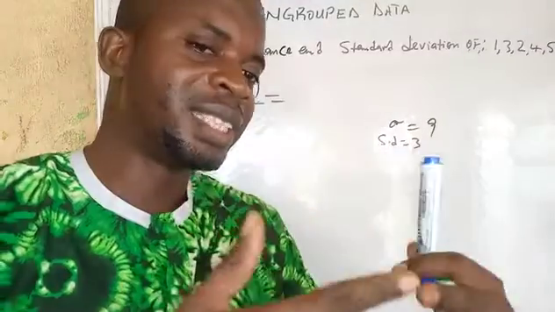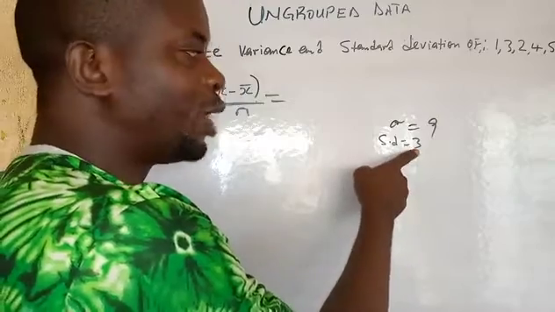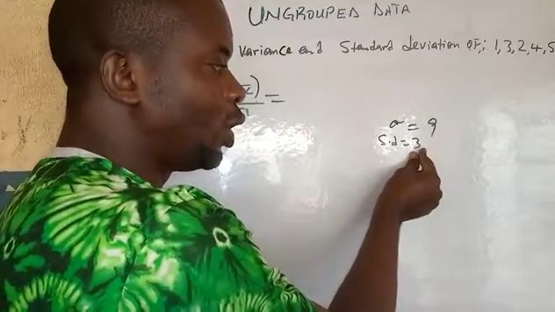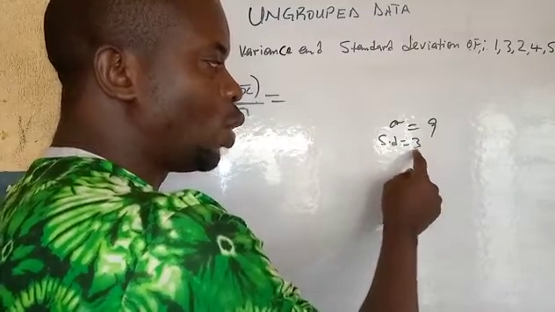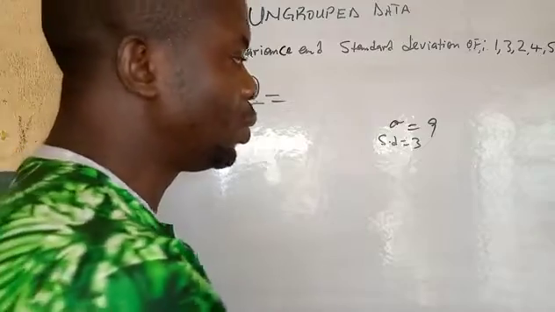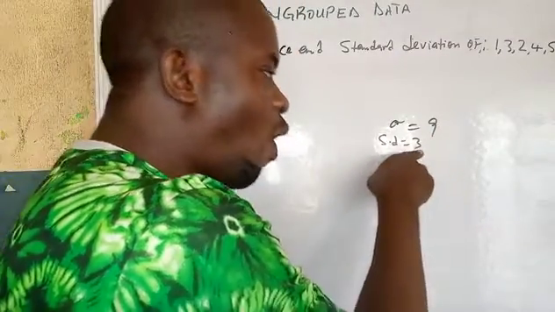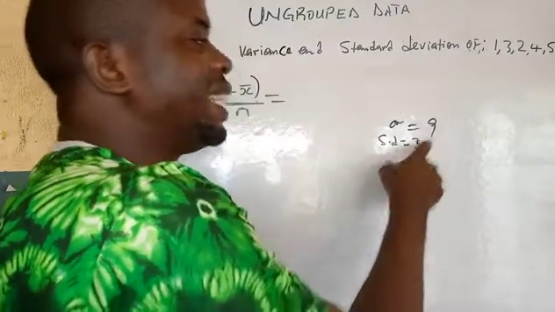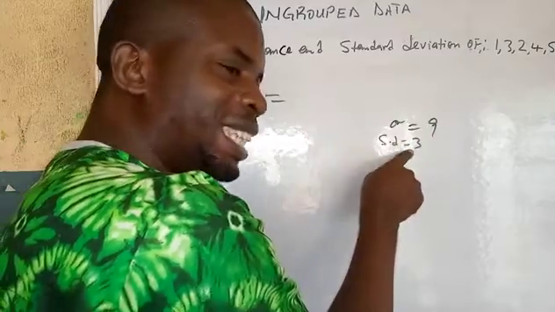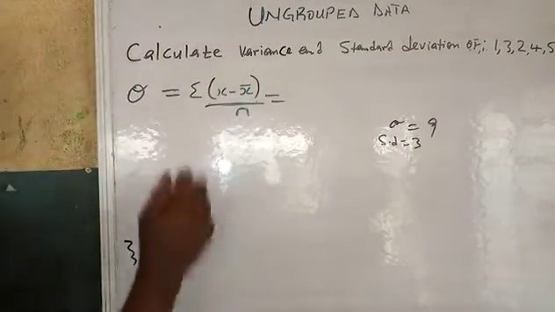Now, in exams, you can be given standard deviation and you'll be asked to find the variance. So when you have your standard deviation, just know that standard deviation will multiply itself to give you what? To give you variance. It means that you take the square of standard deviation to get variance, but you take the square root of variance to get standard deviation. Do you understand that? I need to clarify that. Okay. Now let's start.